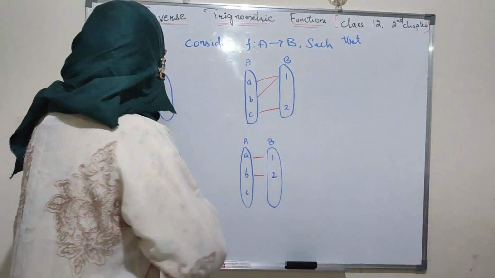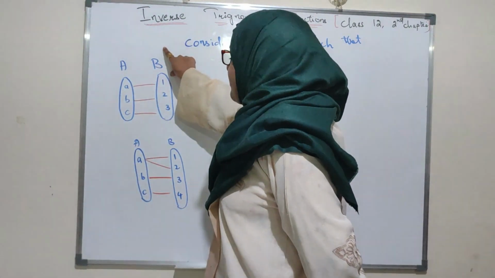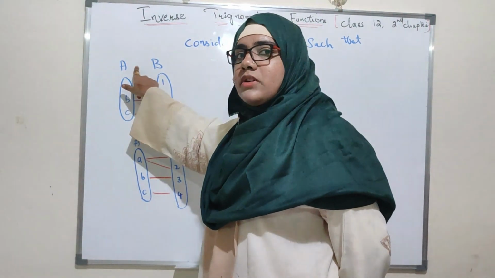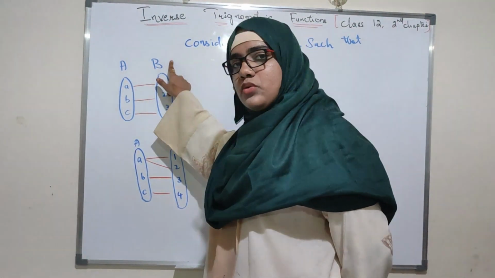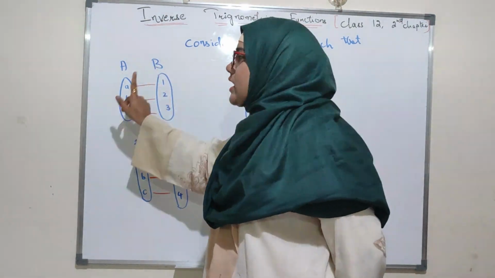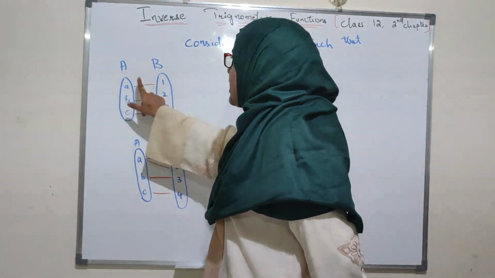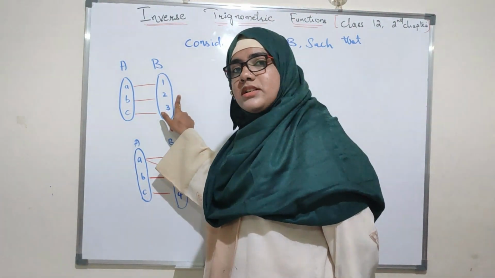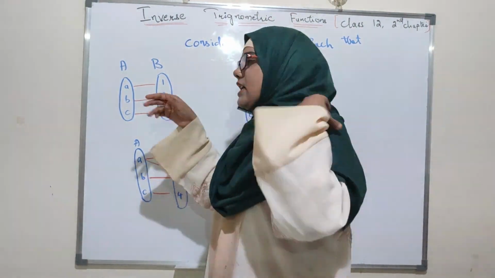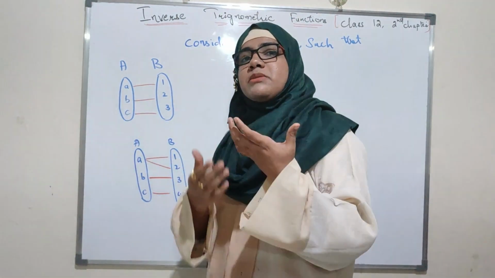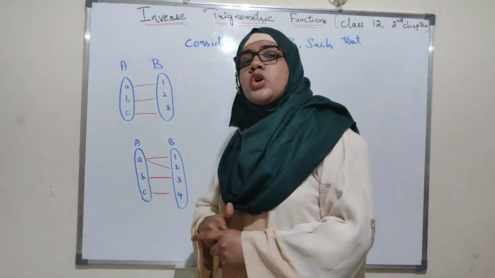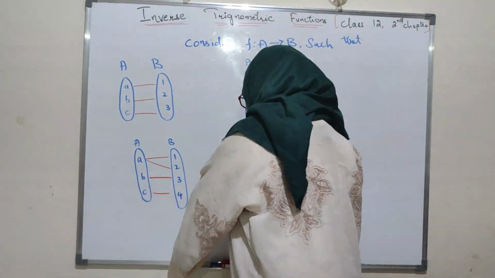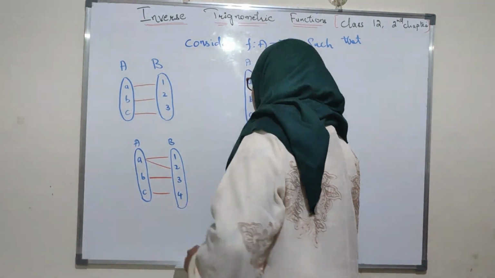Here in this case, we have a function where an element from set A connects to one element 1 from set B. Here also B connects to 2 and C to 3. In this case, every element of A connects to some element of B, or we can say every element of A has some image in set B. So this relation will form a function.